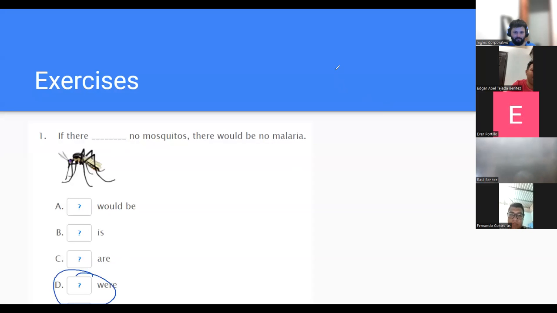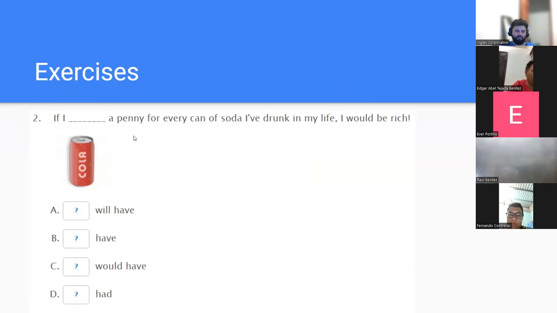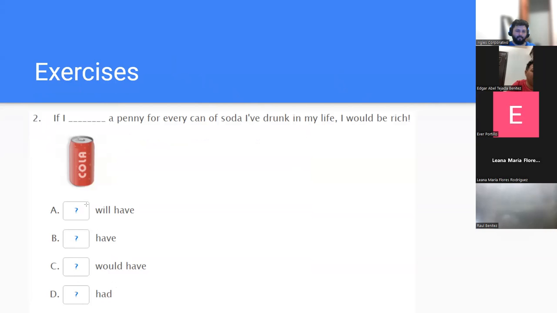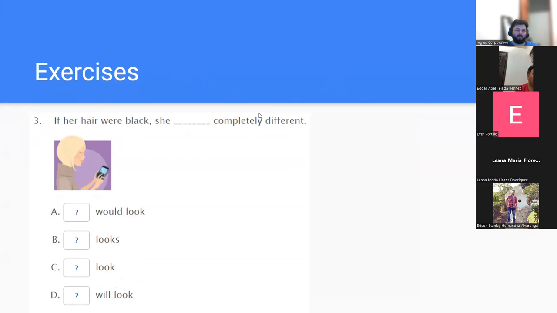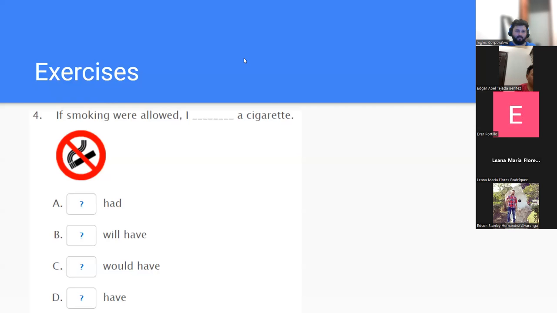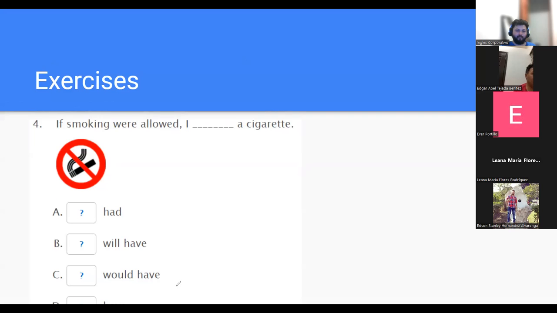Where exactly. Very good, thank you, good job. If I had, right? Remember that we are always going to use if plus simple past, guys. You cannot say "if I would." If her hair were black, she would look. Exactly. Very good. If smoking were allowed, I would have a cigarette. Very good.